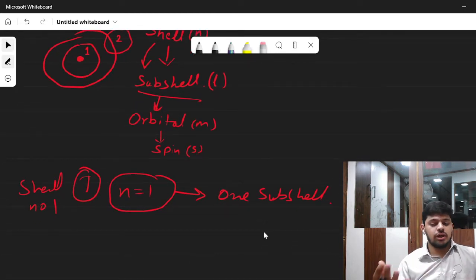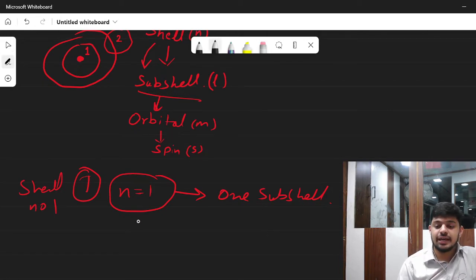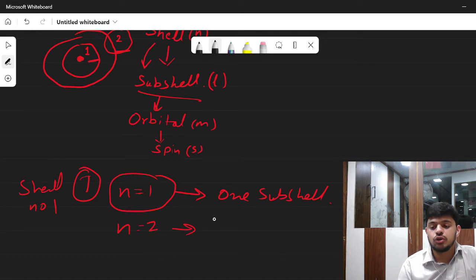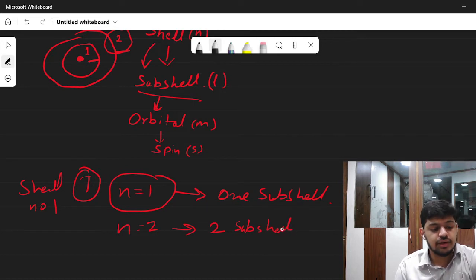First one has only one subshell. Let us talk about the second one, n equals 2. For n equals 2, the second shell, the first shell has only one subshell. The second one has 2 subshells.